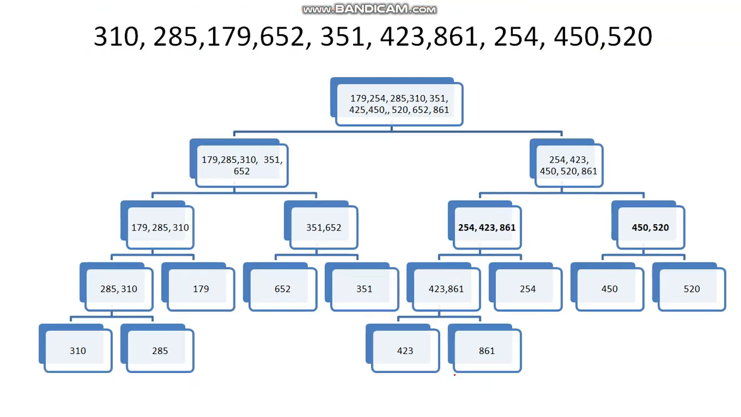So the merging is shown over here. 310, 285 are merged as 285 and 310, and these are merged as 179, 285 and 310. These two are merged as 351, 652. So 351 is taken in the lower index, 652 in the higher index. Here there are two values, 423, 861, and this is merged with 254. 254 comes at the lower index and the others come at the higher index, and we continue and go on merging all these subarrays.